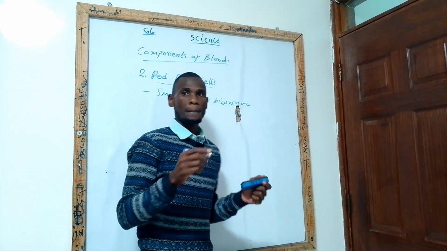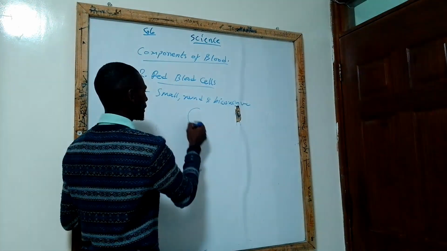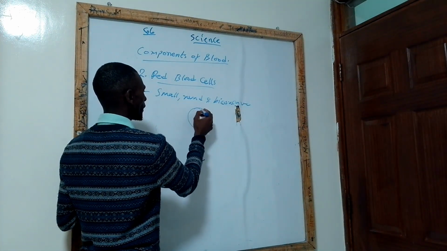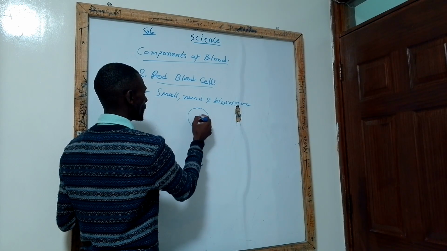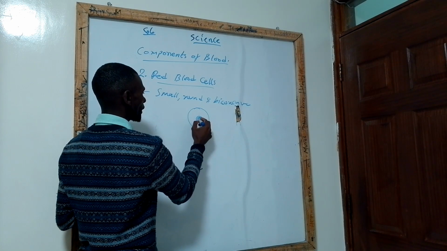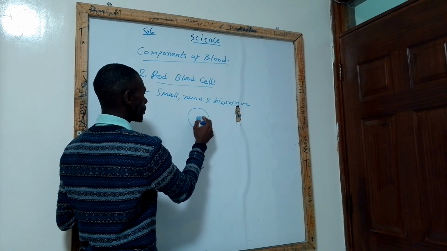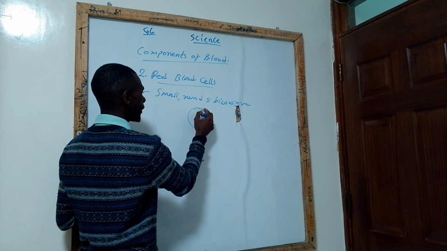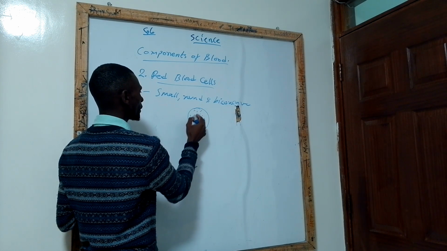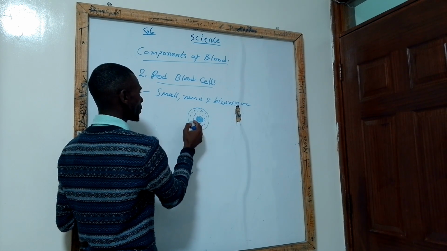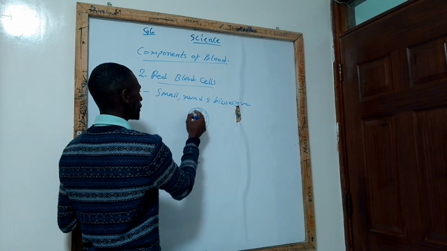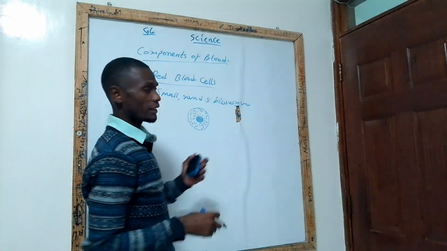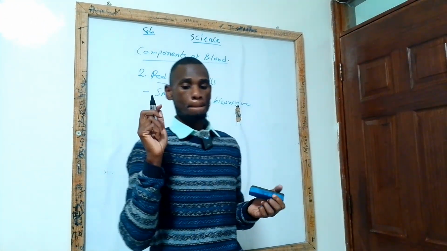Biconcave means it's a circular thing. Then it has something like a hole, though not a hole. It's something that looks like this. It looks like a donut. That's the shape of the red blood cells.